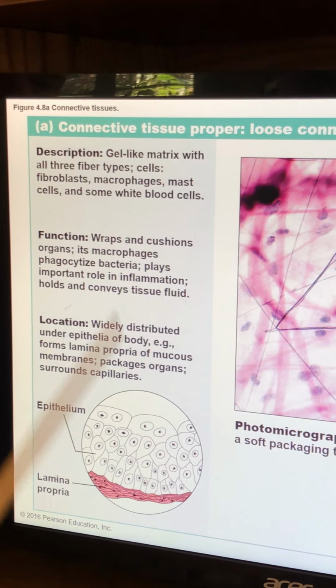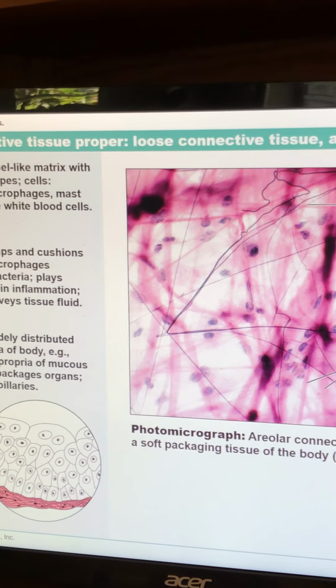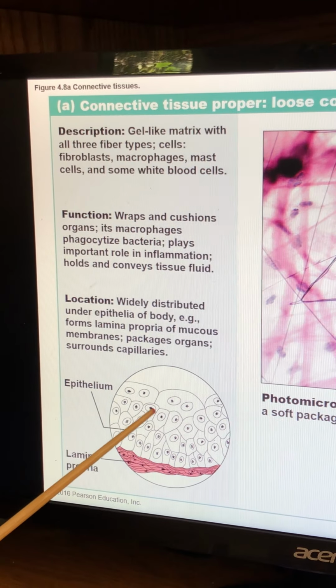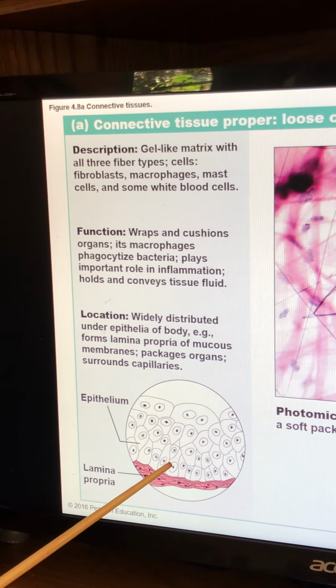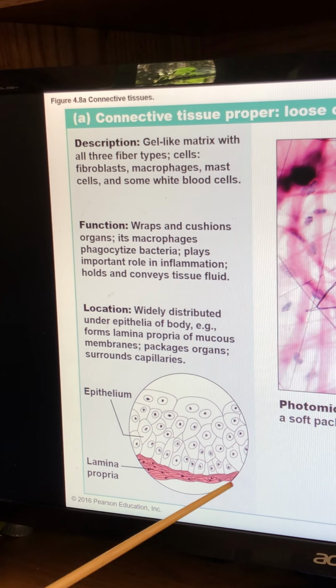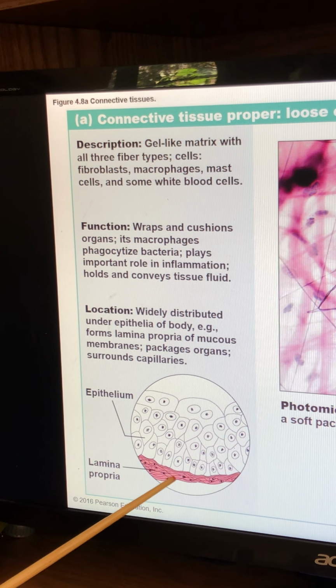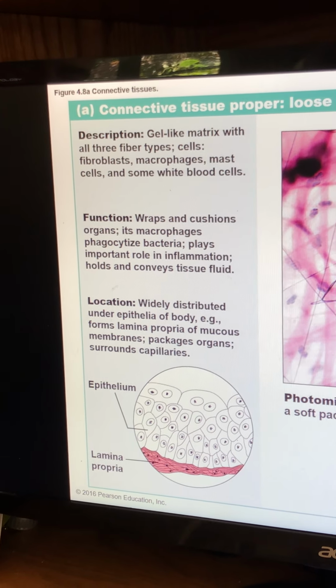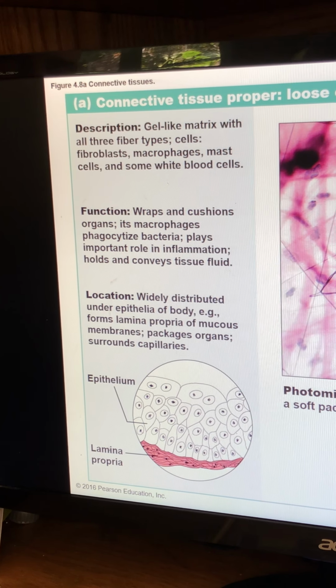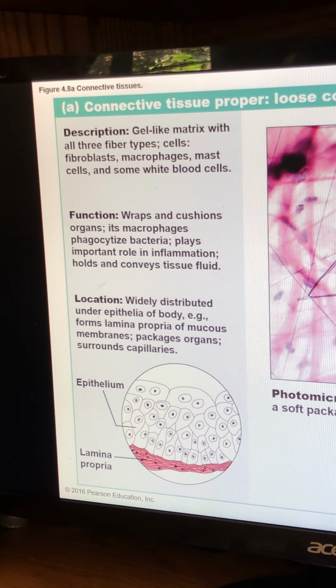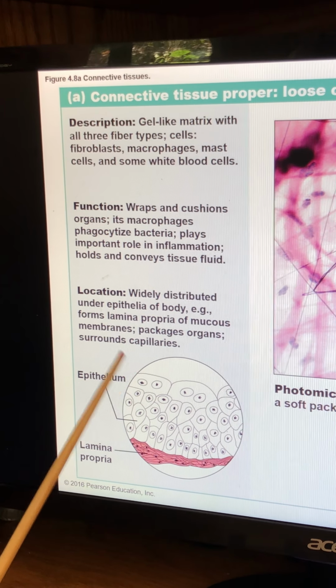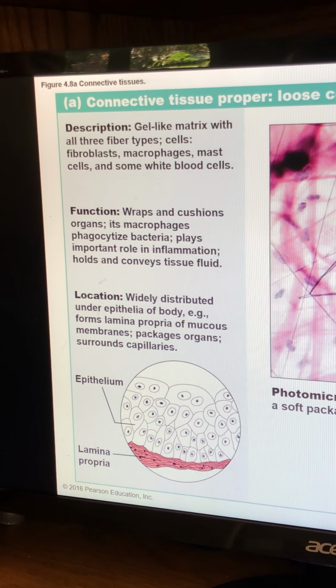So where would you find areolar connective tissue? It is underneath the epithelial tissue. So if you want to think of this as stratified squamous epithelium, which we'll get to a little bit later with skin, the lamina propria that's underneath the epithelium is going to be made of areolar connective tissue. It is going to be around capillaries. You have miles of capillaries in your body. It's also going to be around organs and stuff like that.